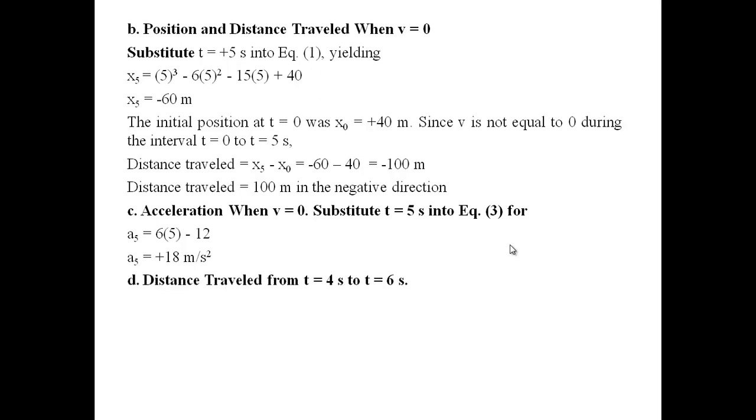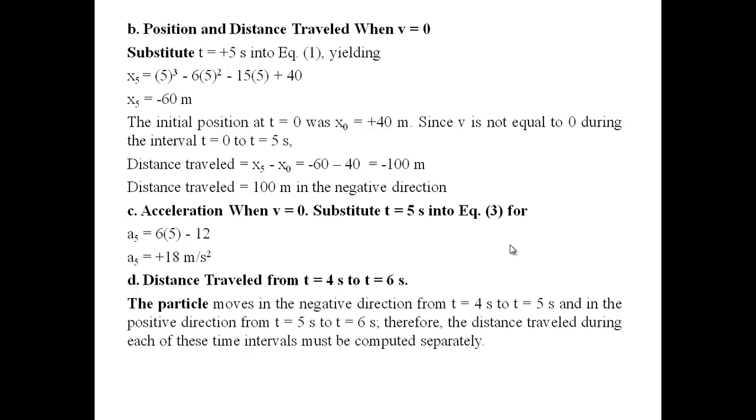Next, the distance traveled when the time is from 4 seconds to 6 seconds. The particle moves in a negative direction from time 4 seconds to 5 seconds, and in the positive direction from t is equal to 5 seconds to 6 seconds. Therefore the distance traveled during each of these time intervals must be computed separately.